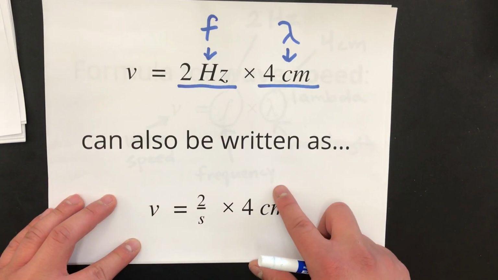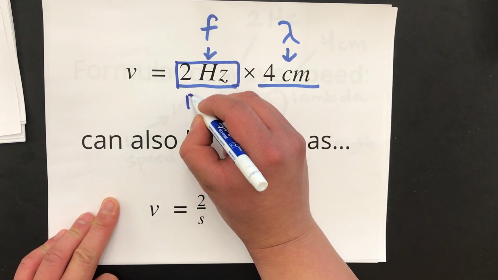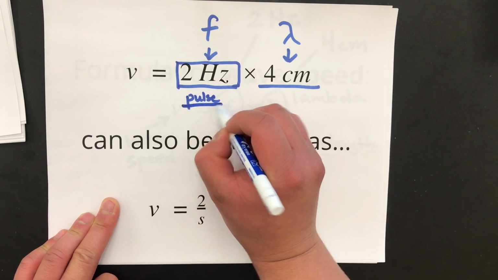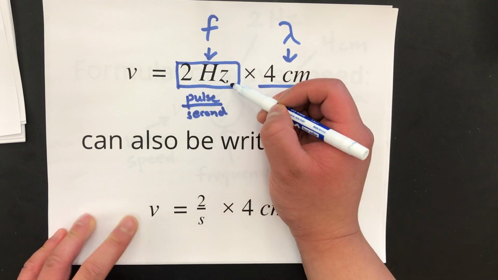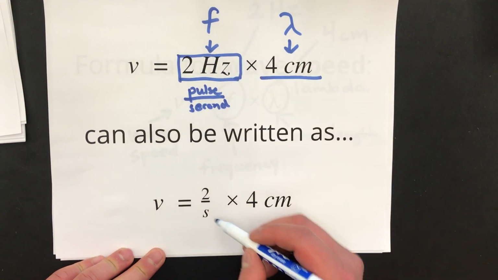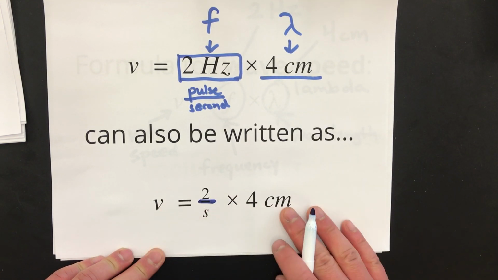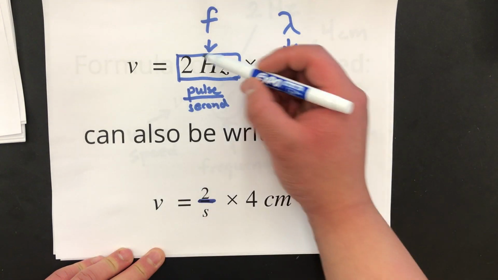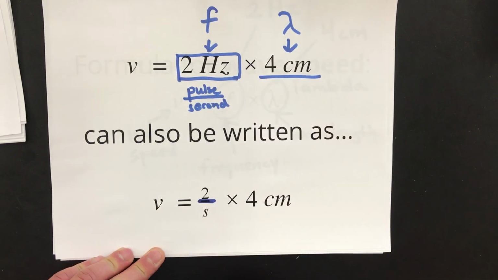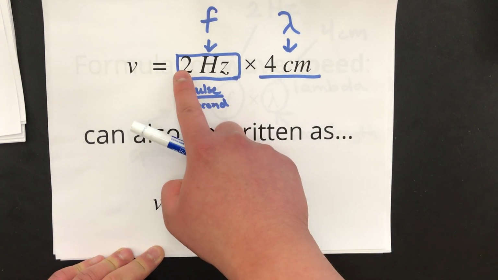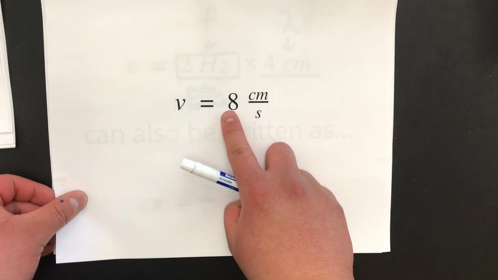And this can also be written as this. So 2 hertz right here is the same thing as 2 pulses per second. Another way you can write this part of the whole formula is right here, 2 vibrations per second. If that's confusing to you, that's okay, you can ignore that. But I just wanted to let you know that 2 hertz and 2 per second are the same thing. You can write it either way. Okay, so all we have to do now is multiply 2 multiplied by 4. And the answer is 8 centimeters per second.